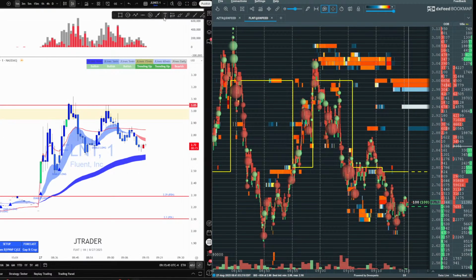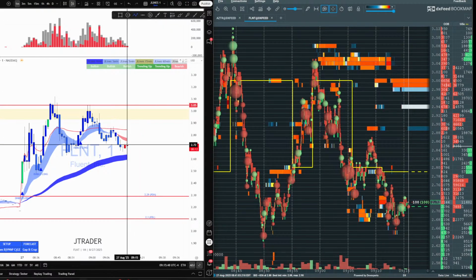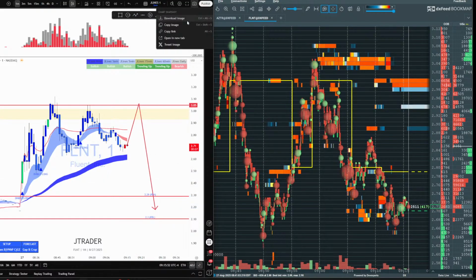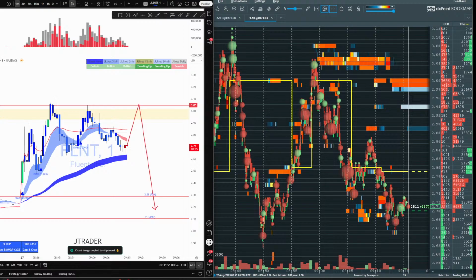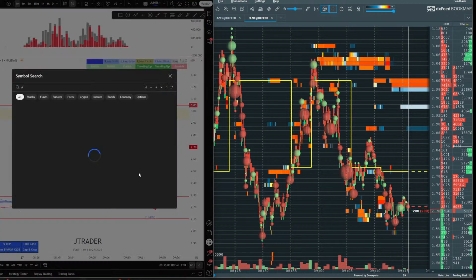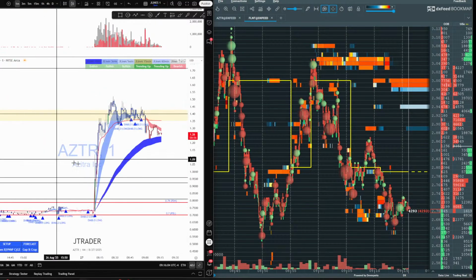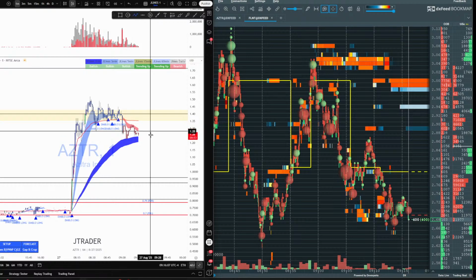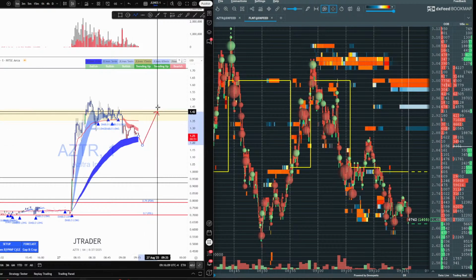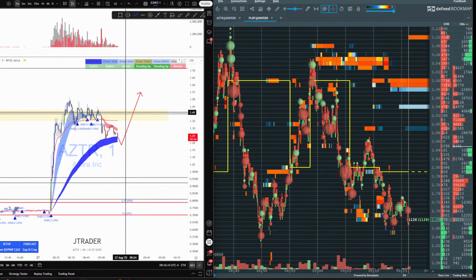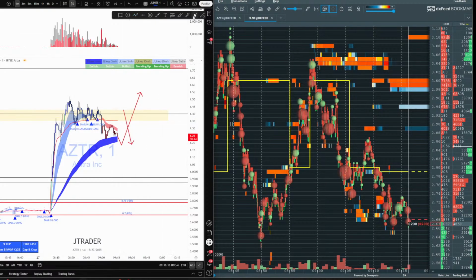Okay, so at the gate, I'm watching for this team. Okay, so I'm looking for FLNT for this play. AZTR, as we said, we have two major plans. One could be the rip, okay? And the other one could be the sell-off from there. AZTR.